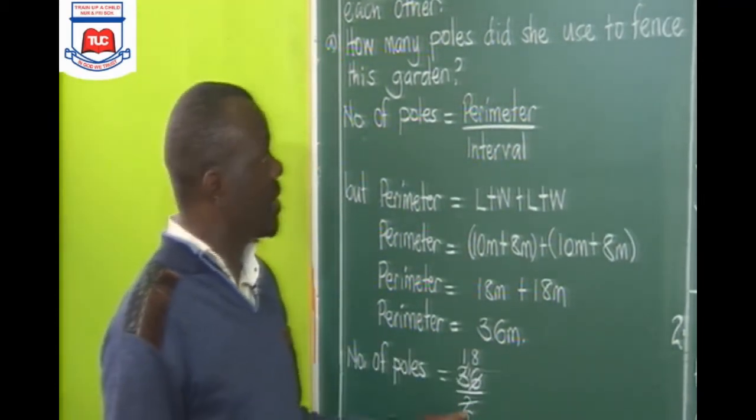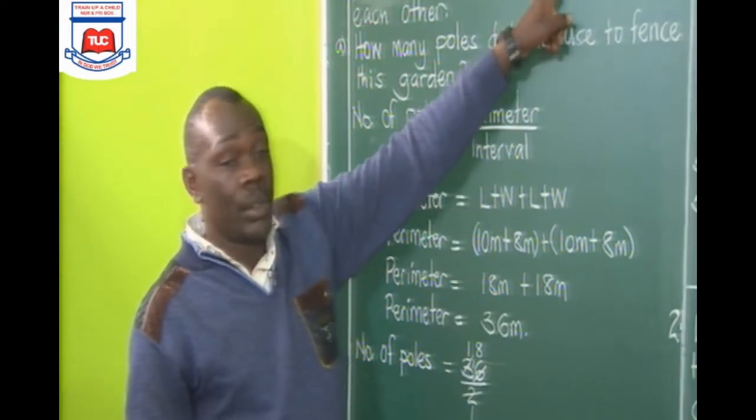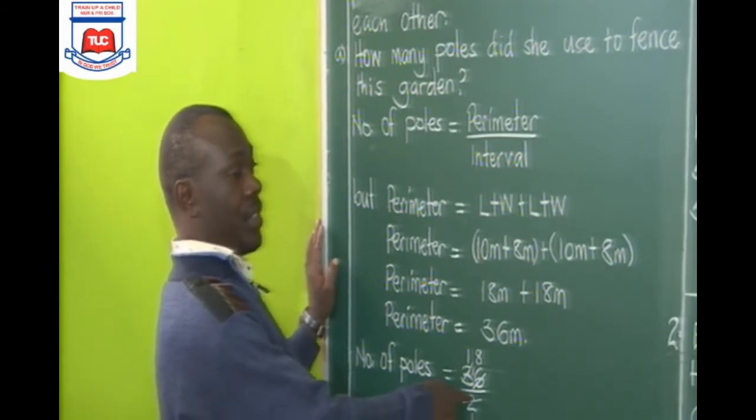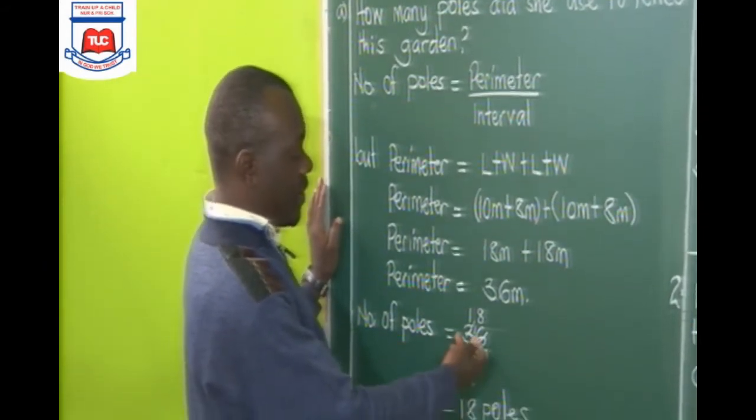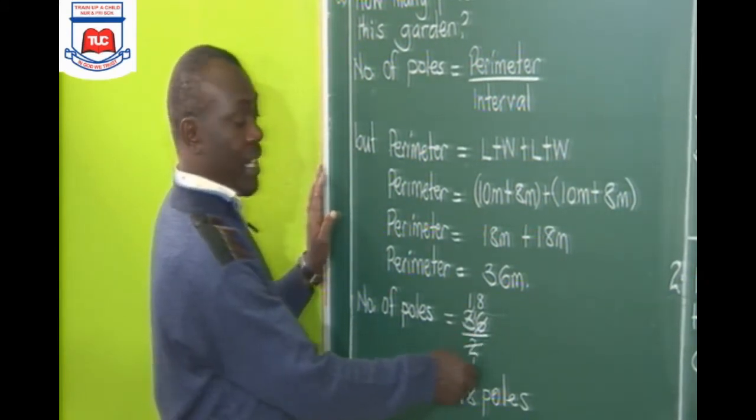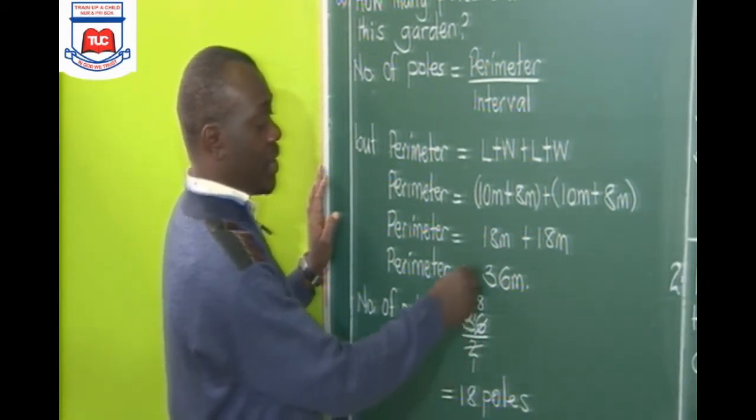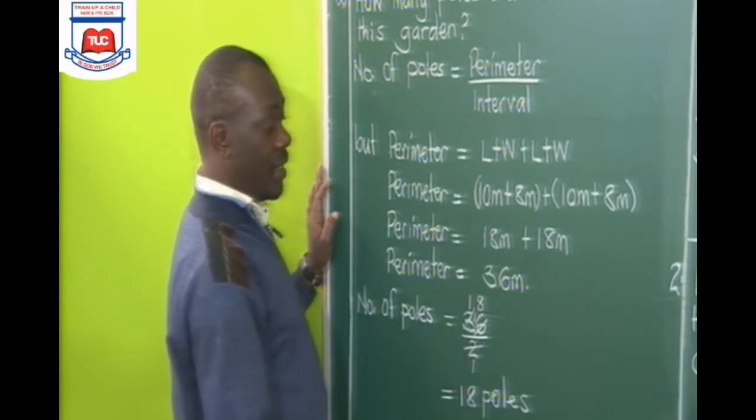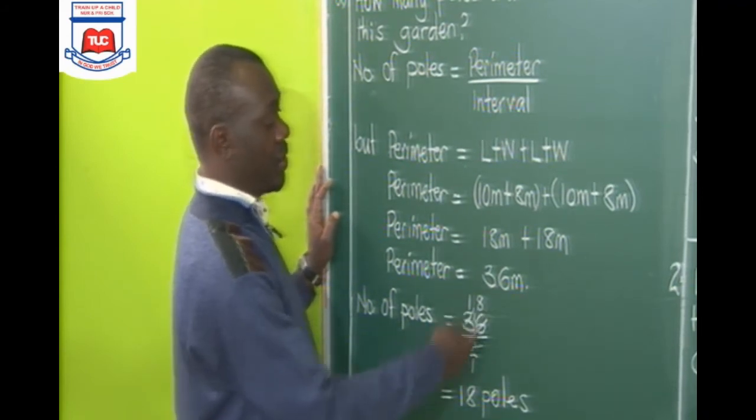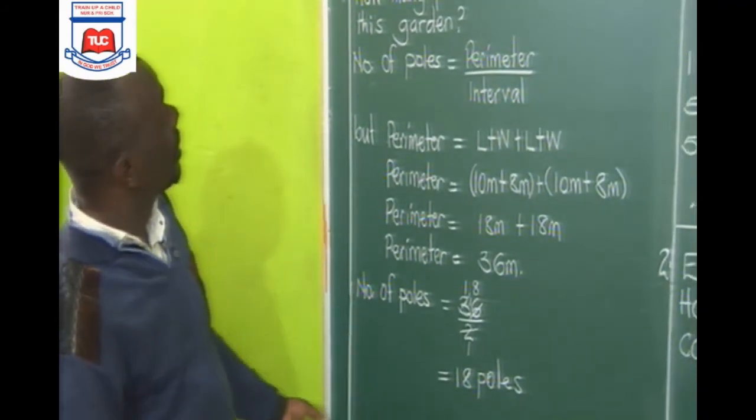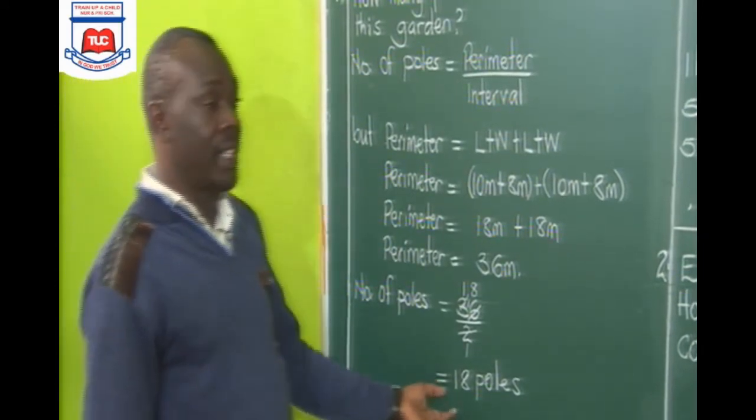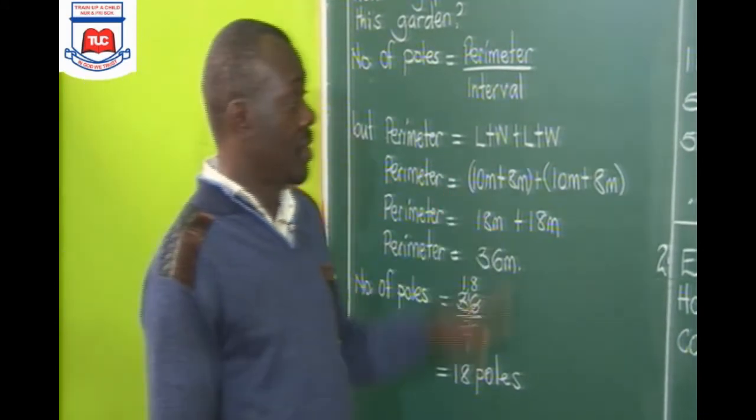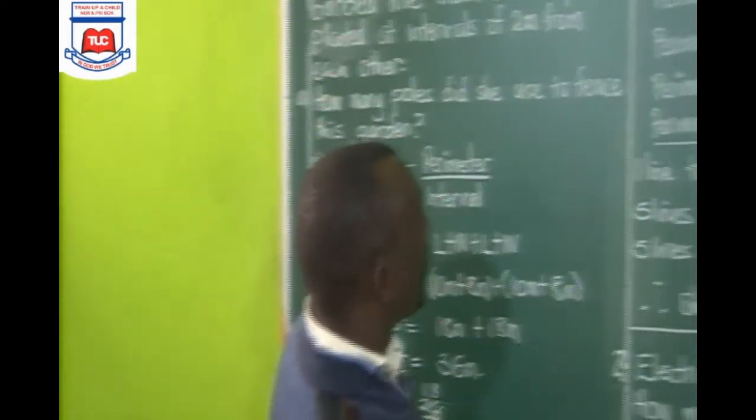Now that the perimeter is in meters and the interval is also in meters, we go ahead to divide. You say 36 divided by 2. 3 divided by 2 is 1, remainder 1, which one carries as a 10 next to 6, which becomes 16, divided by 2, you get 8. So the poles we need to fence this garden are 18. So 18 poles will be needed to fence this garden. So that's the way one gets the number of poles.